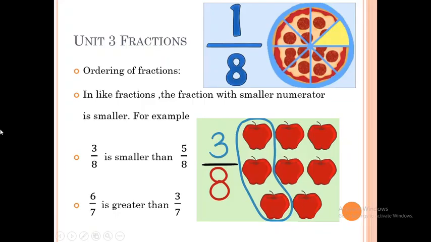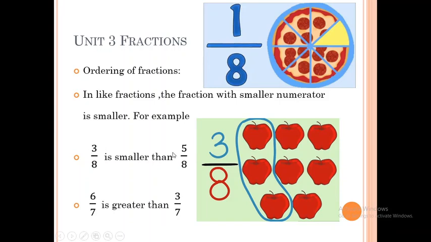Now another thing, ordering fractions. How to find which fraction is greater and which fraction is smaller. It's very easy. In like fractions, just check the numerator. If it is more, the fraction is big, greater value. If it is less, then the fraction has less value. When you are comparing two like fractions, 3 by 8 and 5 by 8, and you want to find out which one is bigger, which one is smaller, just check the numerator.